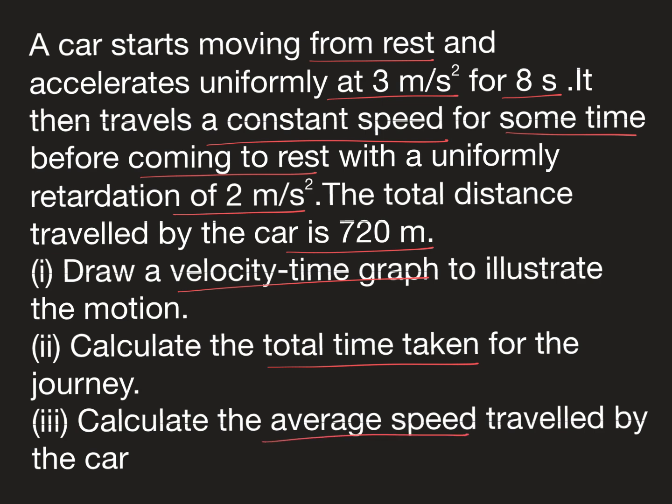So if we analyze this problem, the body starts moving from rest. It accelerates uniformly at 3 meters per second squared for 8 seconds. So it accelerated to attain a particular velocity or speed. It then maintains that speed for some time, which is not given. We don't know the time during traveling at a constant speed before coming to rest with a uniform deceleration of 2 meters per second squared.